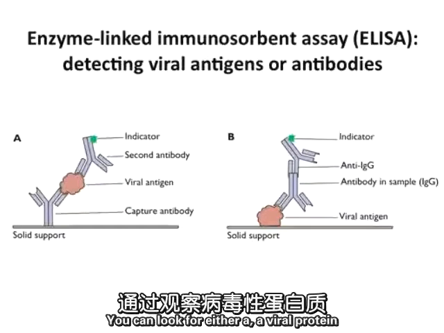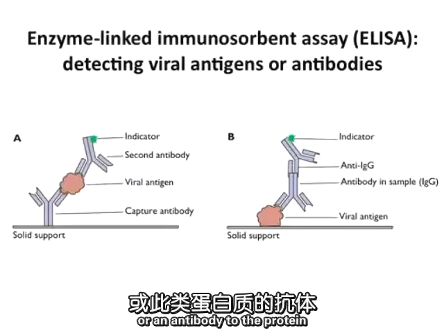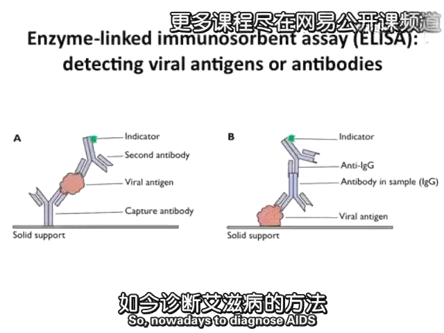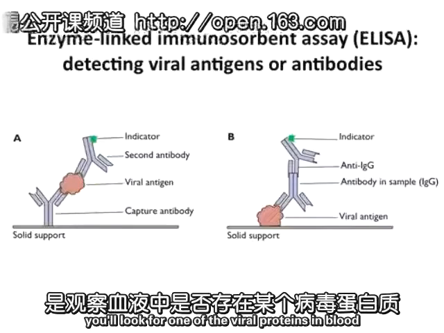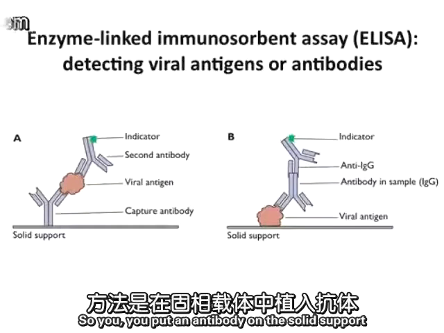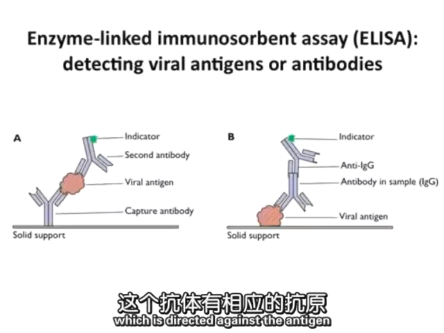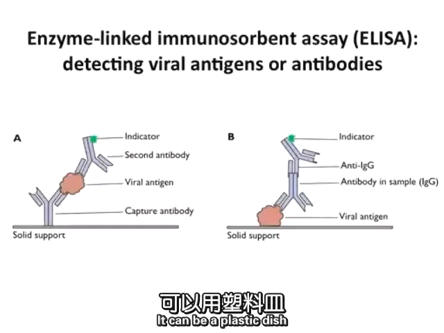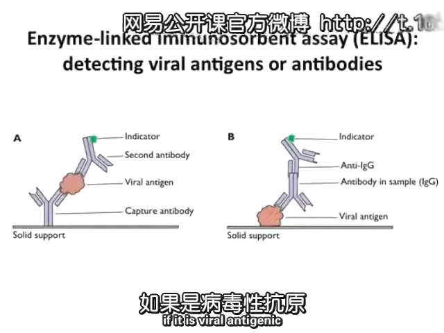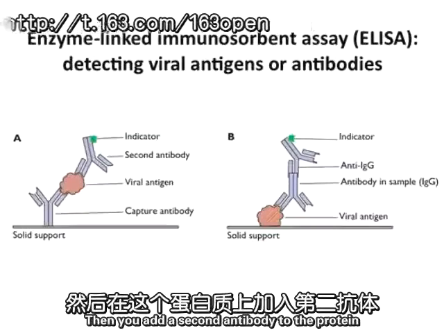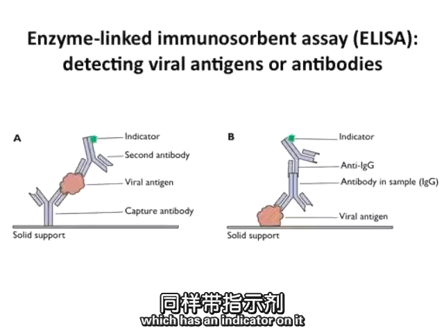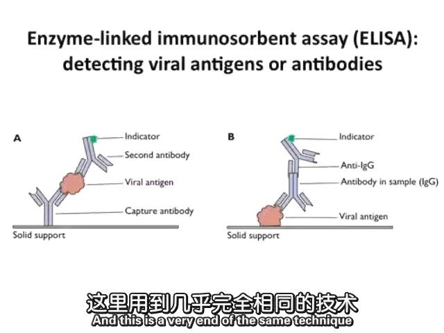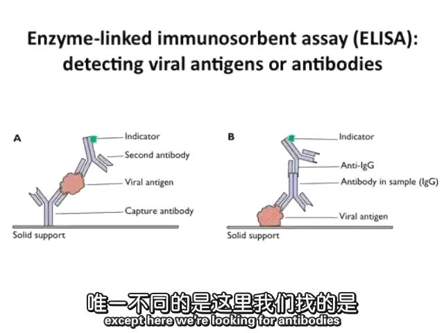Nowadays, many viral infections are diagnosed by ELISA, enzyme-linked immunosorbent assays. You can look for either a viral protein or an antibody to the protein. So if you're looking for a viral protein, so nowadays to diagnose AIDS, you would look for one of the viral proteins in blood. So you put an antibody on a solid support, which is directed against the antigen you're looking for. This is called the capture antibody. This can be a plastic dish. You then add the serum sample, and if there's viral antigen in it, it will bind to that antibody. Then you add a second antibody to the protein, which has an indicator on it, and then you can do immunofluorescence.